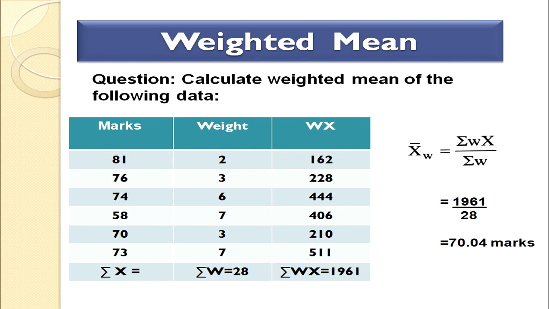Now students, always write the formula, because if you are not writing the formula, you are not going to get marks for the formula. The formula is weighted mean is equal to sum of Wx divided by sum of W. Now put the values, we get 1961 divided by 28, that is 70.04 marks. So students, we have learned how to compute weighted mean.